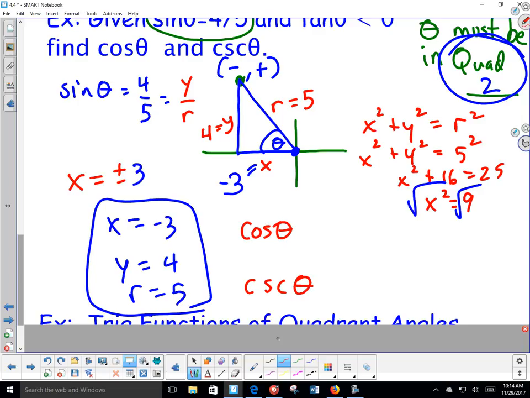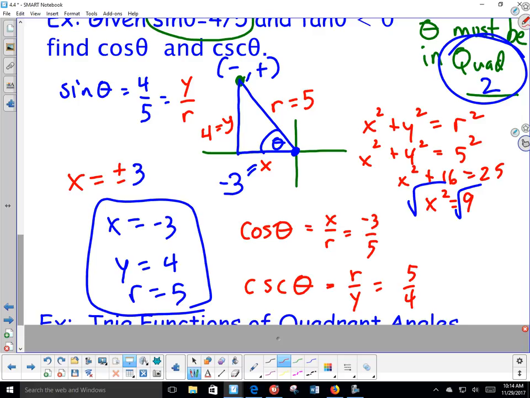Can you give me cosine here, Dylan? Negative 3/5. Because the formula is x over r, so this is going to be negative 3/5. Are we okay with that? And the cosecant is going to be what, Allison? Because the formula is r over y, so that's going to be, you said 5/4? Are we okay with this, Rachel?